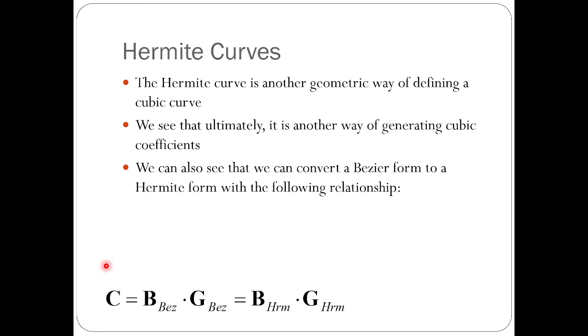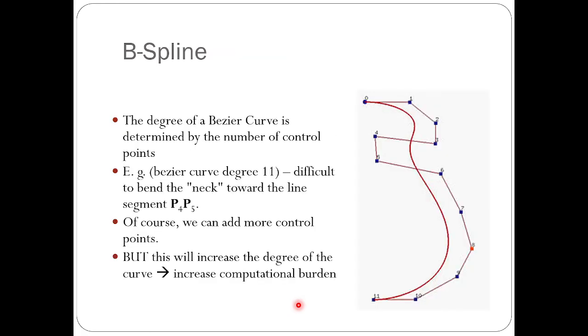We can also convert a Bezier form to a Hermite form with the following relationship, that is C times B_bz times G_bz equals B_Hrm dot G_Hrm. The degree of a Bezier curve is determined by the number of control points. For example, with a high-degree Bezier curve, it is difficult to blend the neck toward the line segment P4 P5. Of course we can add more control points, but this will increase the degree of the curve, that is, increase the computational burden.